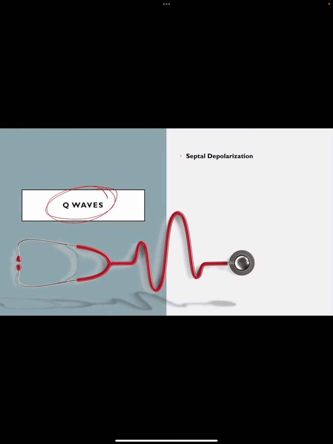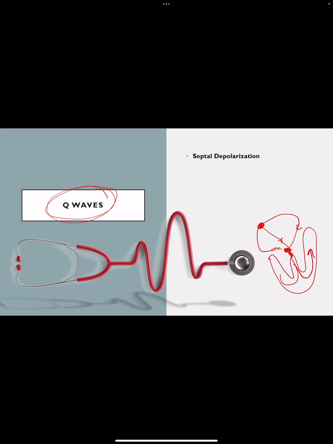We know that Q waves are generated by septal depolarization. What is meant by septal depolarization? We know, for example, this is our normal heart, this is SA node, this is AV node. After an impulse is generated in the SA node, it depolarizes both of the atria, and the impulse reaches the AV node, and after the AV node it goes to the bundle of His, then the right and left bundle branches.